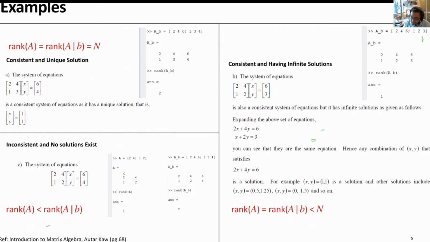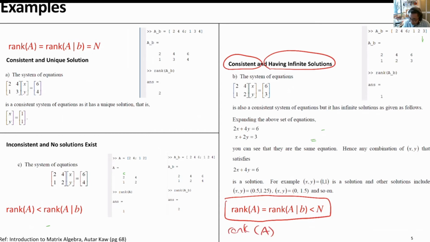Is there a simpler way to check whether the system of equations is consistent and has infinite solutions? Yes, there is, and it is through this criteria. We'll check the rank of A, and in this case the rank of A is equal to 1 because A has dependent rows, and in fact you can see that it also has dependent columns. The number of independent rows and columns is only equal to 1. The number of unknown variables n is equal to 2.